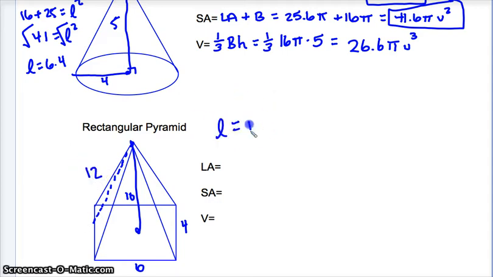So let's define all of our variables. My slant height is equal to 12. The height is equal to 10. The area of the base is equal to 24. That's my length times my width. And the perimeter of the base is equal to 6 plus 4 plus 6 plus 4, which should give me 20.